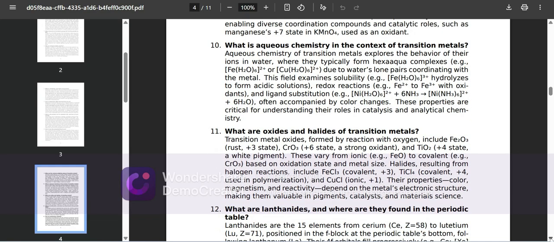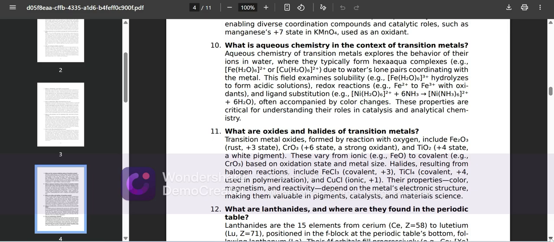What is aqueous chemistry in the context of transition metals? Aqueous chemistry of transition metals explores the behavior of their ions in water. They typically form hexa-aqua complexes, Fe(H2O)6 2+ or Cu(H2O)6 2+, due to water's lone pairs coordinating with the metal.